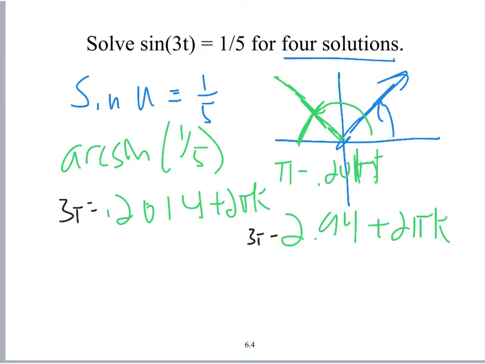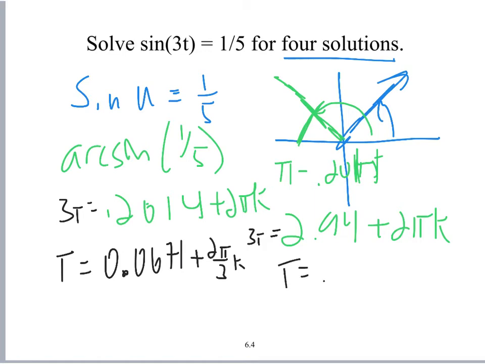So I'll divide everything by 3 or multiply by 1/3. So let's see. I'm going to take that number, divide it by 3. I'm getting 0.0671 plus 2 pi over 3 k. And I'll get the same thing here. Let's see. What's that number? The 2.94 number divided by 3. Well, I'm getting t equals 0.980. That's good enough. Plus 2 pi over 3 k.